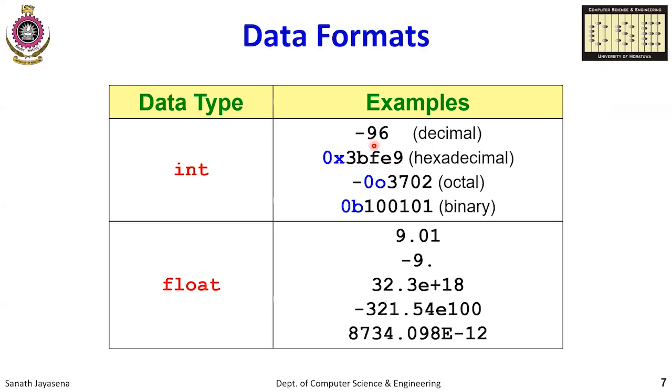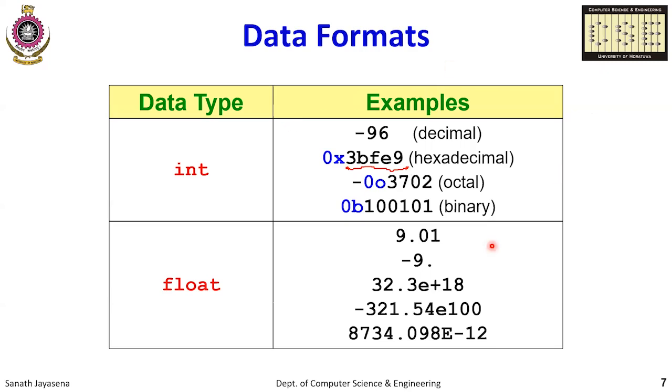But for now, hexadecimal is base 16. Any base 16 number in Python can be represented using 0 followed by X. So this indicates that it is hexadecimal, and after that comes the actual number, which is 3BFE9. The 0 and X before that tell that this is a hexadecimal number.